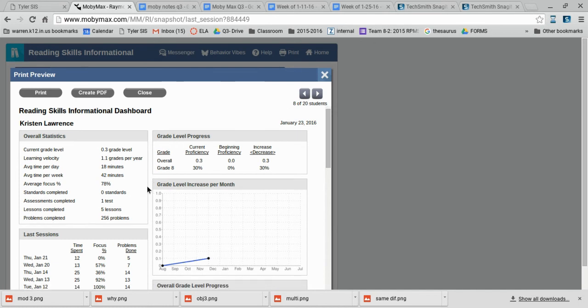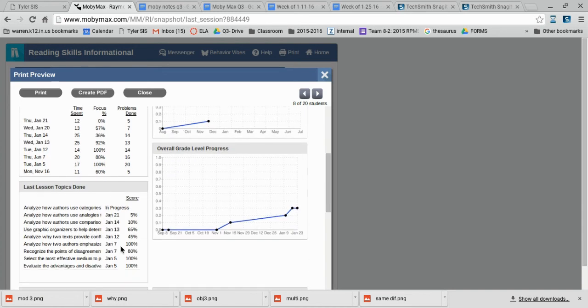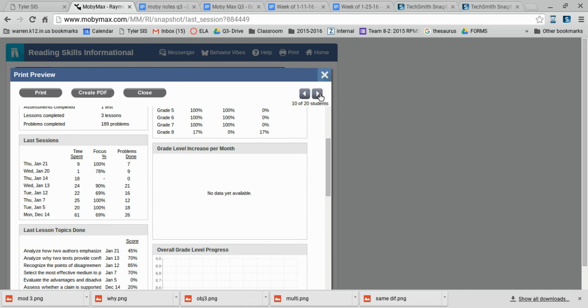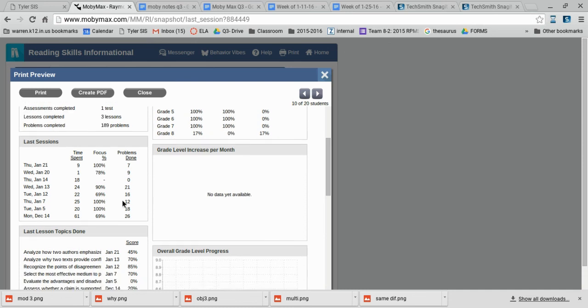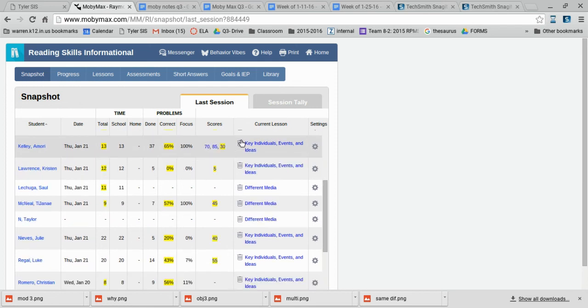So that kind of helps you out with accountability. There you can tell the days that they're really focusing and the days they aren't. And it usually correlates pretty well with this. So on January 7th, 88% focus, got 100% on something. So usually it correlates pretty well with what their focus is to what their grades end up being. So that's how you can kind of tell accountability for the students, 2 different ways.